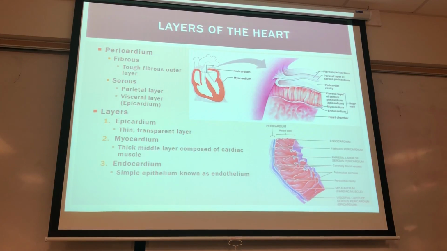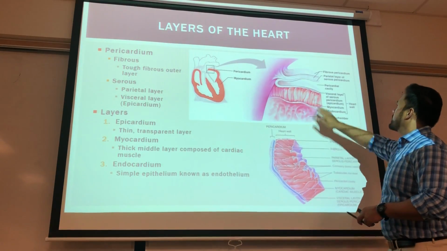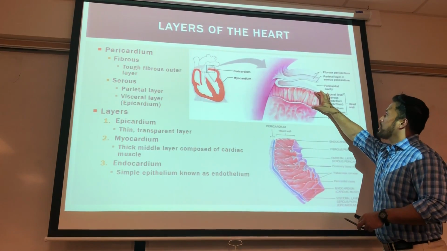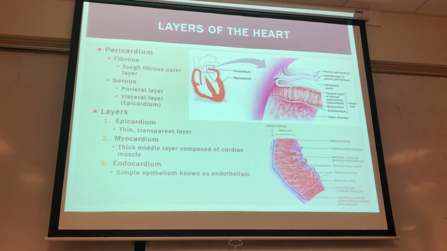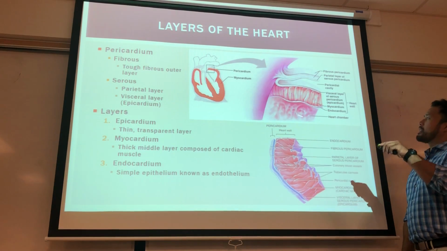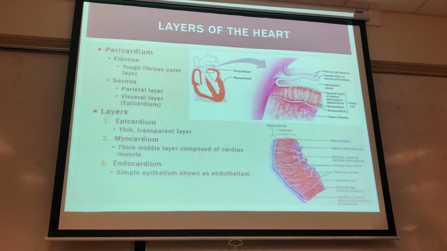The other layers contained within: you can see the visceral layer, and then the epicardium, which is just underneath the serous layer. Then you get the myocardium, which is the thickest portion. This is where our cardiac muscle is contained, serving as the contractile portion of the heart that does all the muscle motion. And then the endocardium is the innermost layer, exposed to the blood as it flows through the heart. The endocardium is also typically called the endothelium. It's the inner layer of the heart.